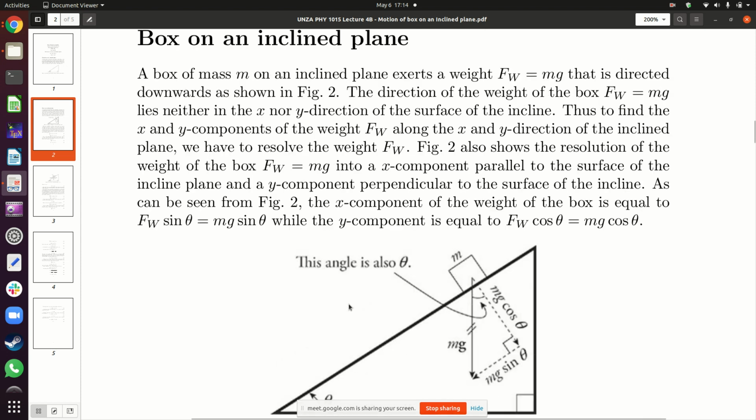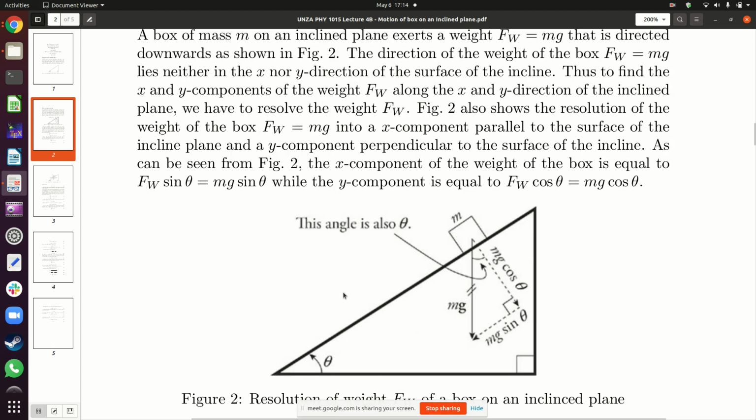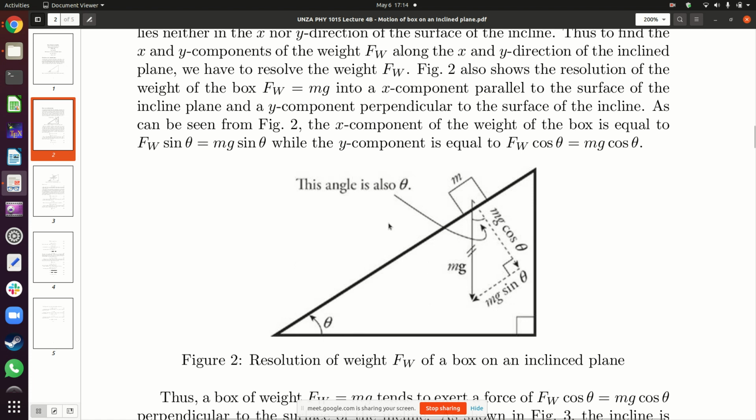So what is it we want to do? Basically we want to study the motion of this box. So as you can see in this diagram, we've got an incline which makes an angle of theta here. So the angle of the incline is theta, and on this incline there is a box which has been put there, and the mass of the box is m.